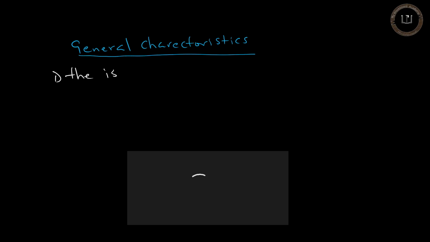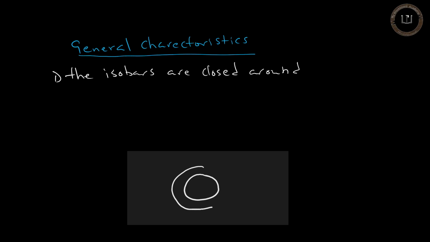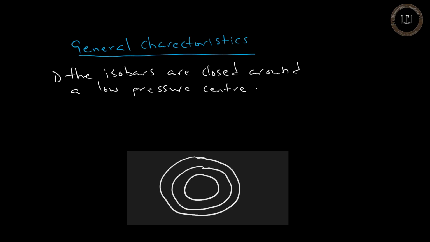Let's look at the general characteristics. The isobars are closed around a low-pressure center. When isobars are closed around a low-pressure center, it means that the area is experiencing a cyclonic system. This is an indicator of unstable weather.